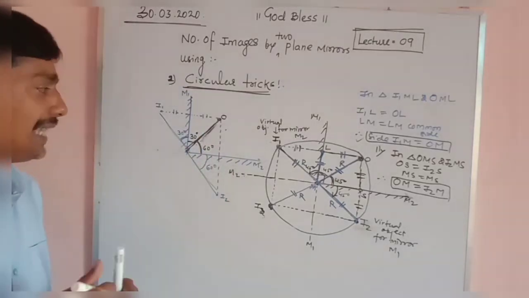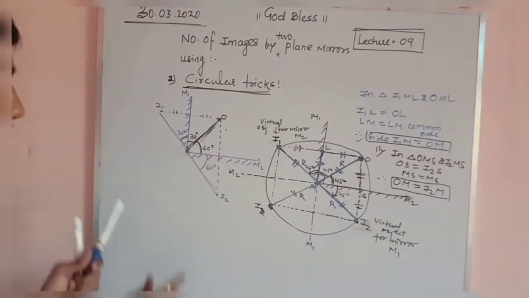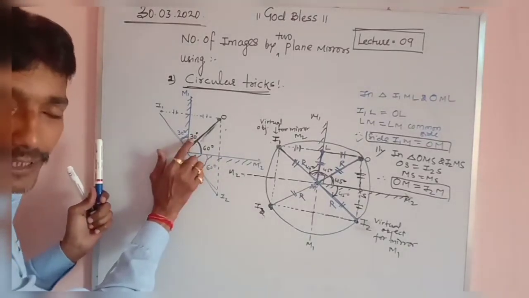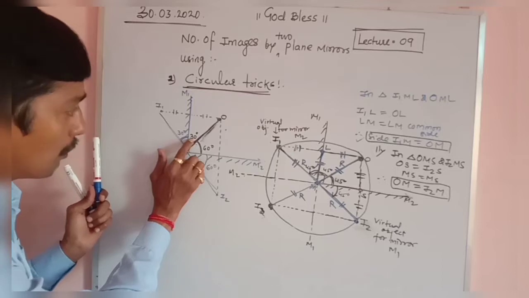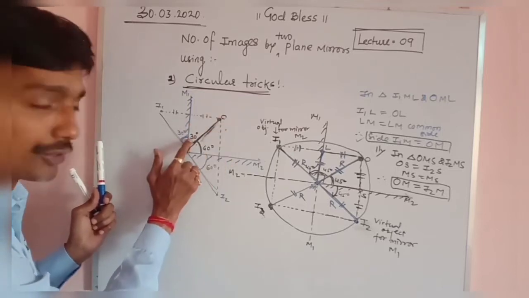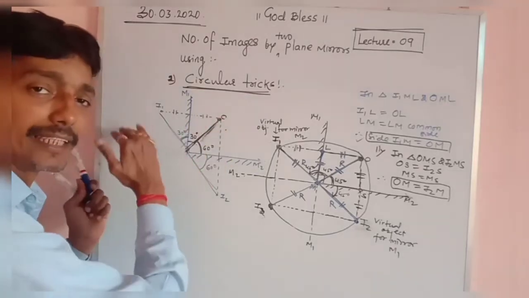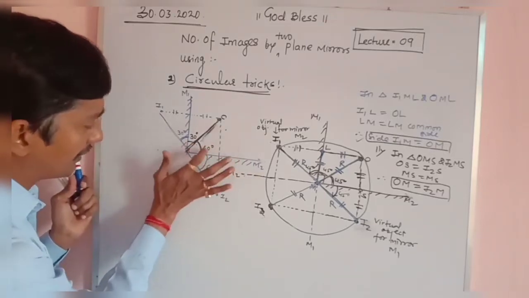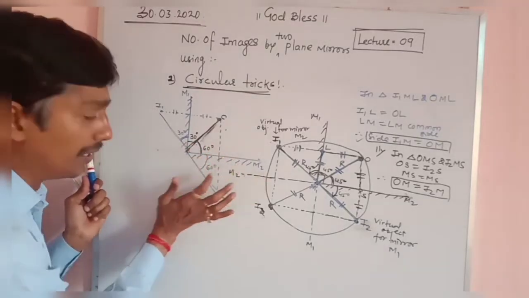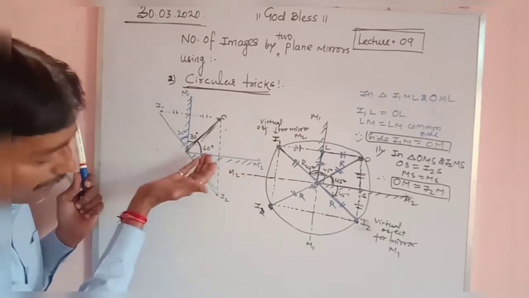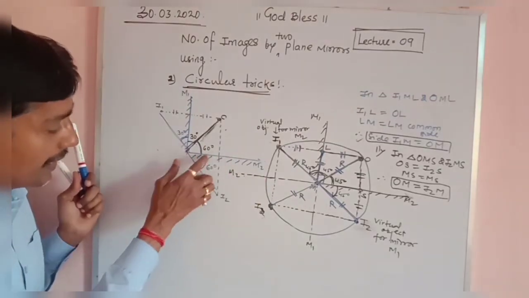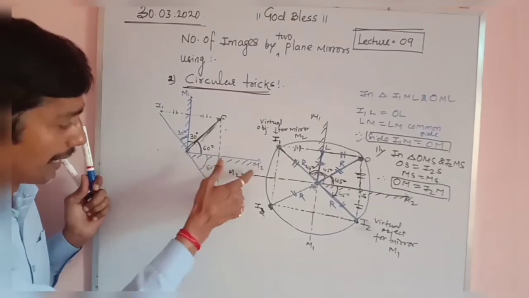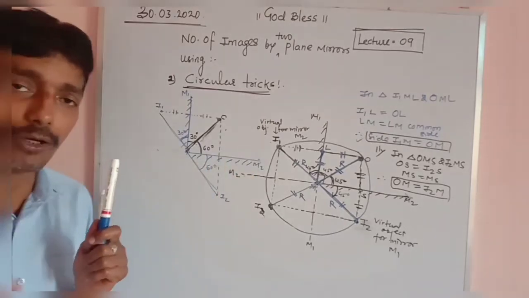So what it shows is, if this were 20 degree, so from mirror M1 say the object is at 20 degree, I will get the image at 20 degree on this side, inside the mirror. And say the object is at 70 degree from the mirror M2, the image you will get at 70 degree on the other side, inside the mirror M2. I hope it is clear.